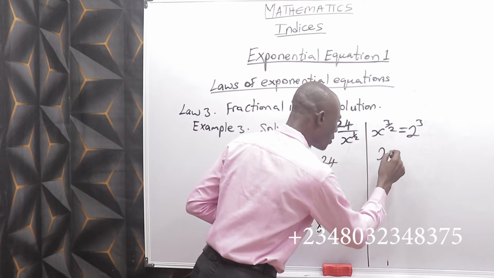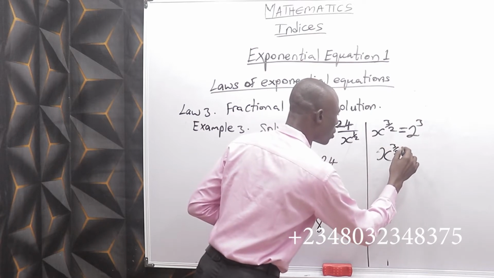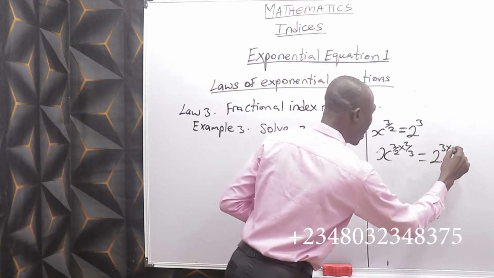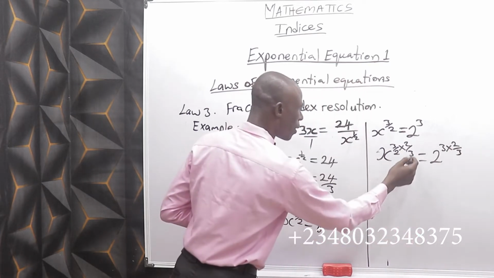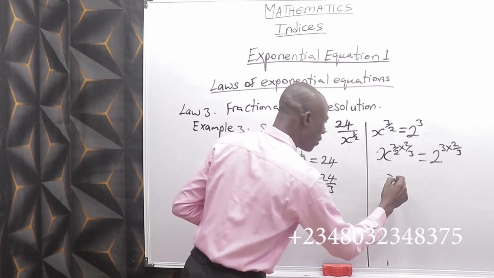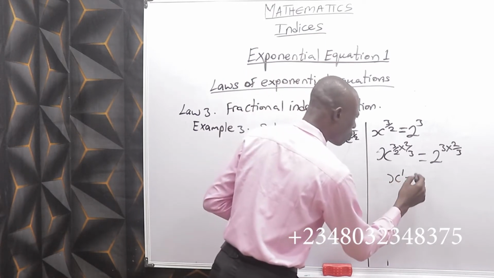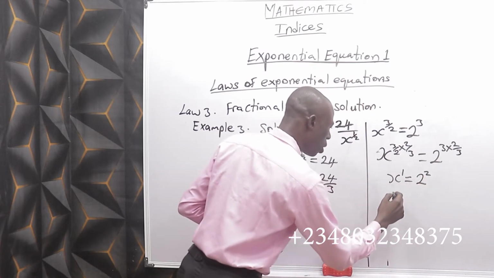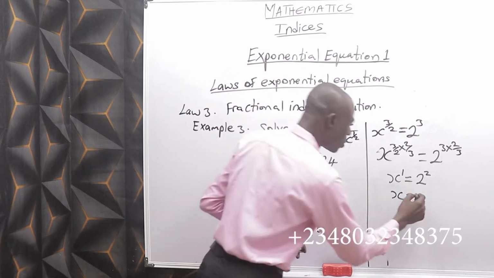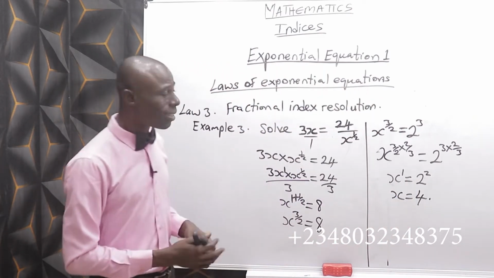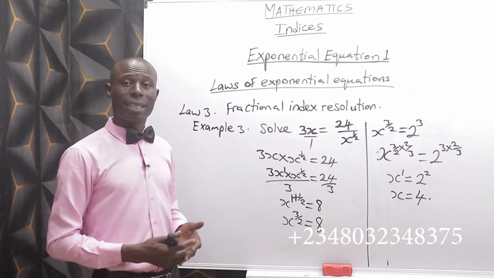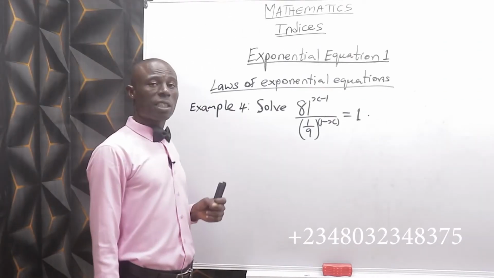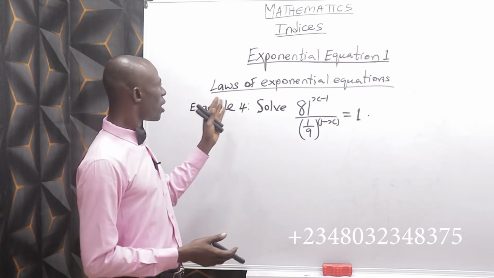That is x raised to power 3 over 2 times 2 over 3, which is equal to 2 raised to power 3 times 2 over 3. So 3 we cancel 3, 2 cancels 2, we have x raised to power 1, which is equal to 2 raised to power 2. And x raised to power 1 is x, while 2 raised to power 2 is 4. Fantastic. I like this question. Just a coincidence, but I like it. It buttresses what we have been saying. So let's consider example 4, which is a general example under exponential equations.